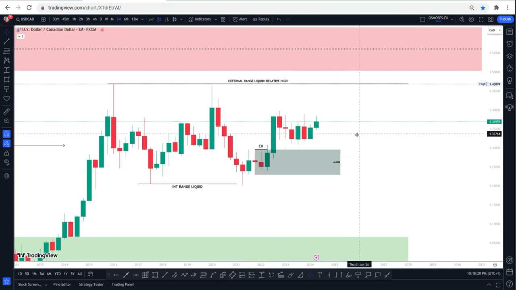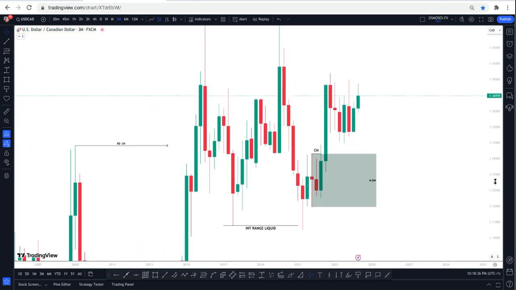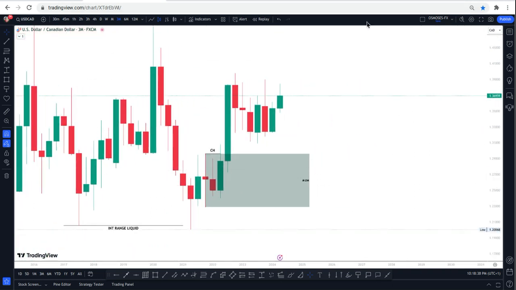This is where it changed. Base rally. After this sweep, this is where we ascertain a change of character. So we have a demand here as well that for me has been tested though.